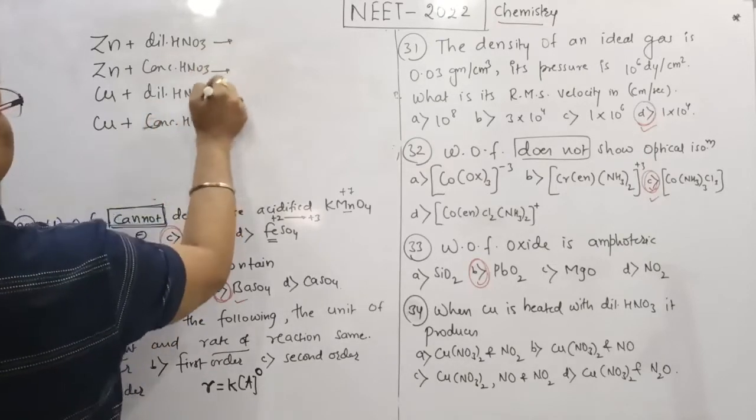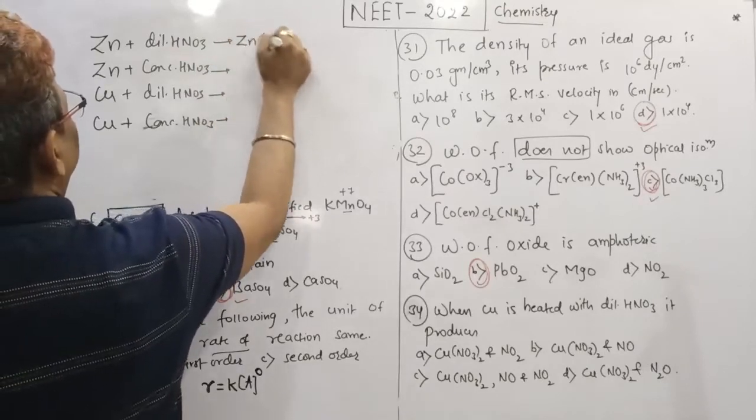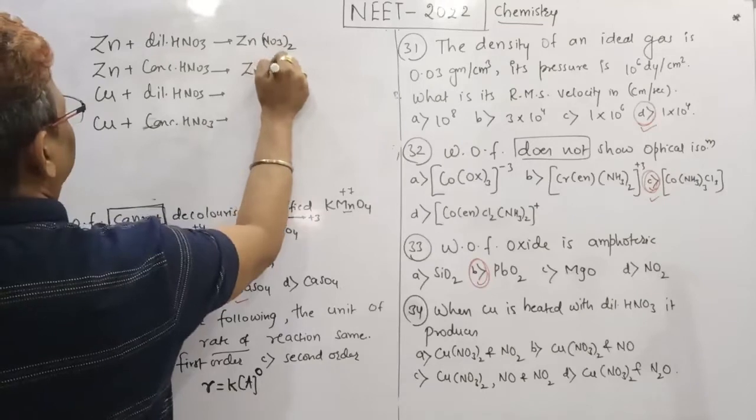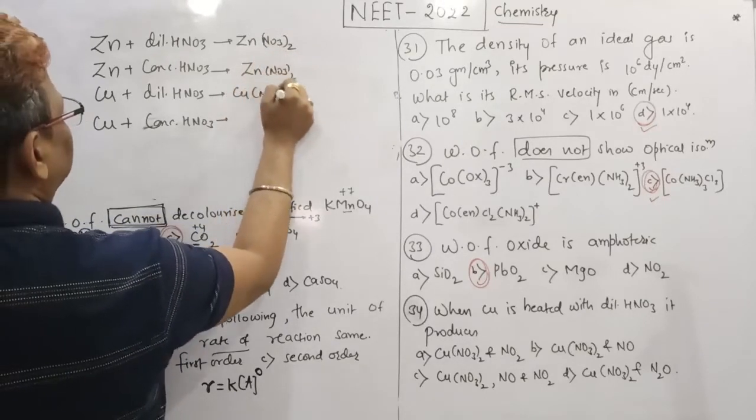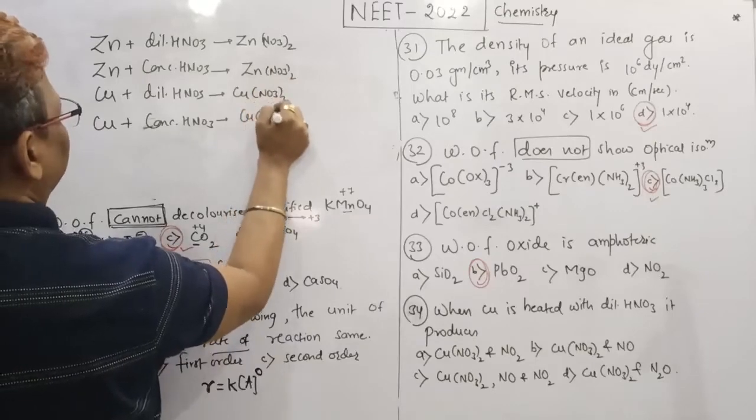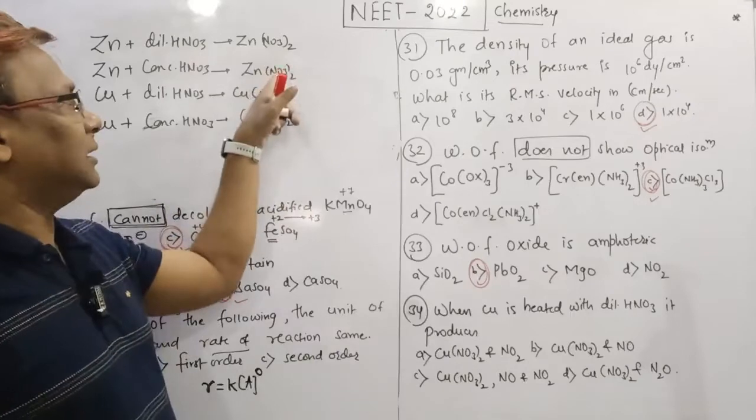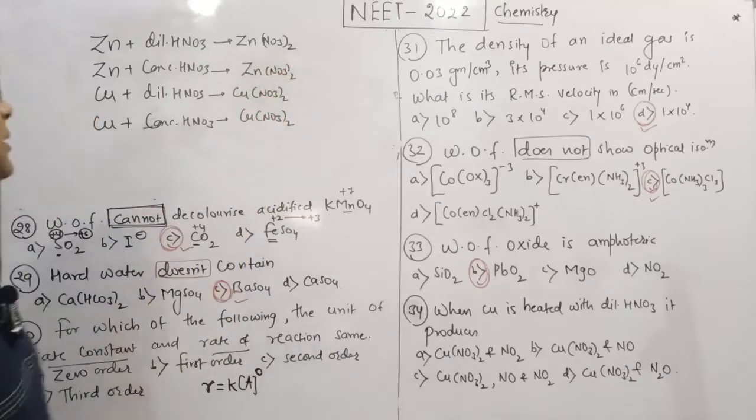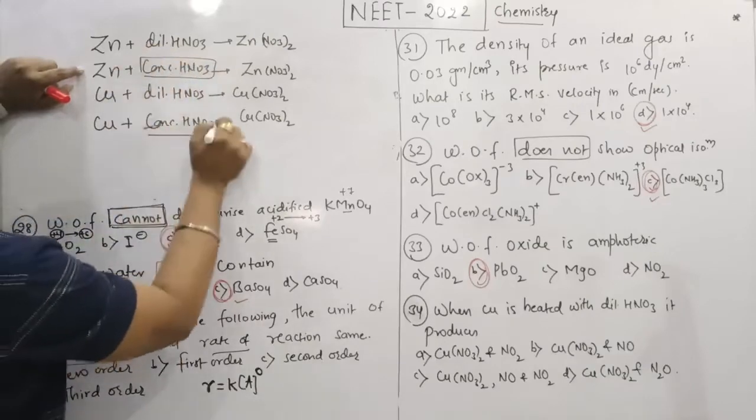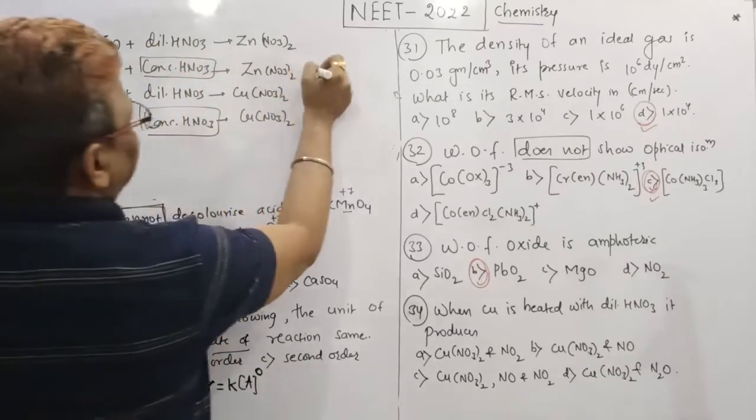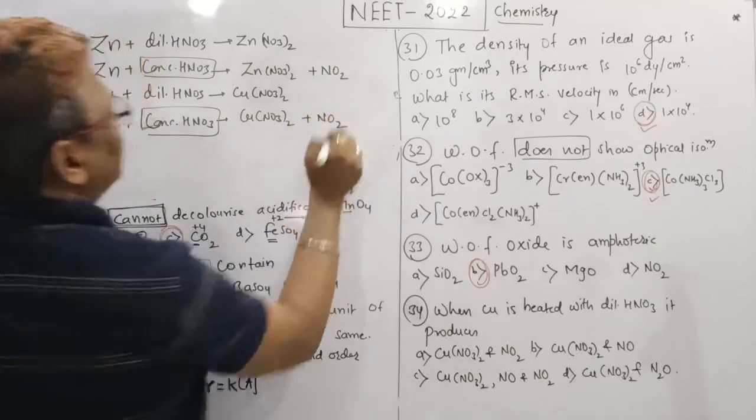See, but all of them give their salt. What is that? Zn(NO3)2 taken twice, Cu(NO3)2 means all are giving their salt: zinc nitrate, copper nitrate. But if any metal reacts with concentrated nitric acid beta, it gives rise to the gas called NO2 gas.